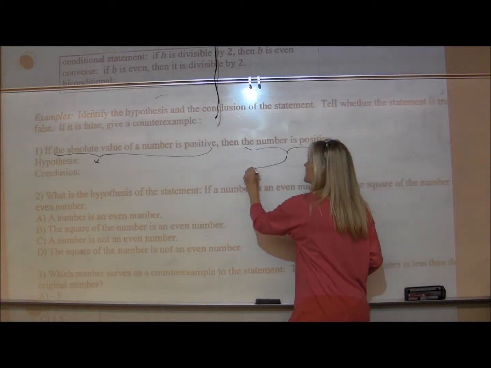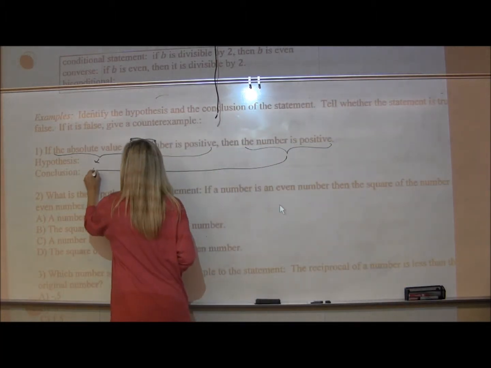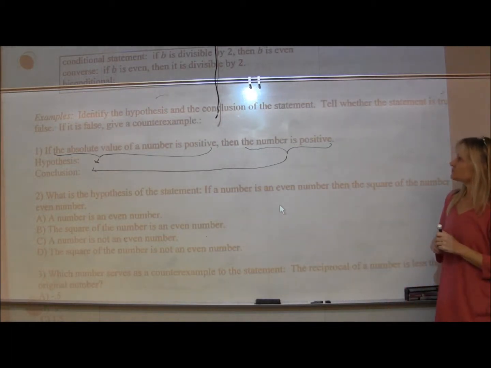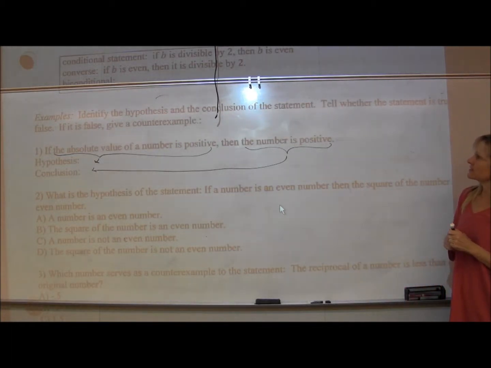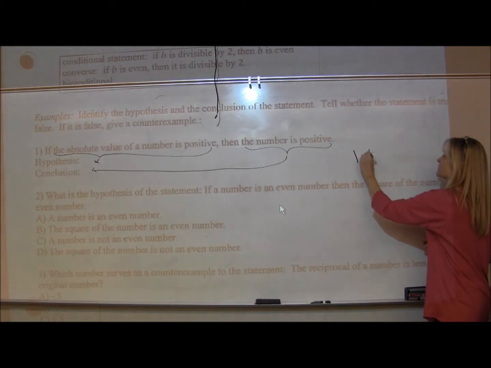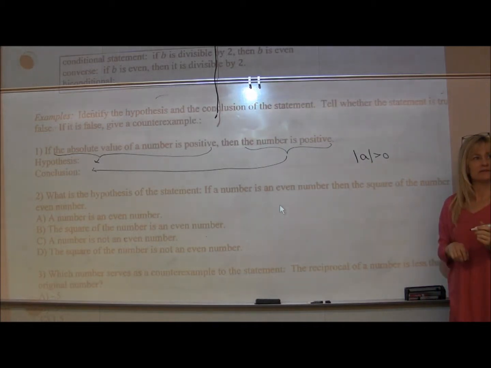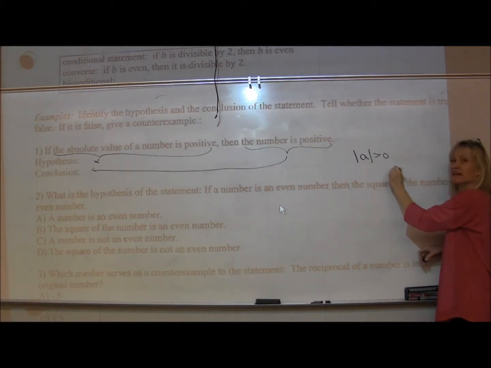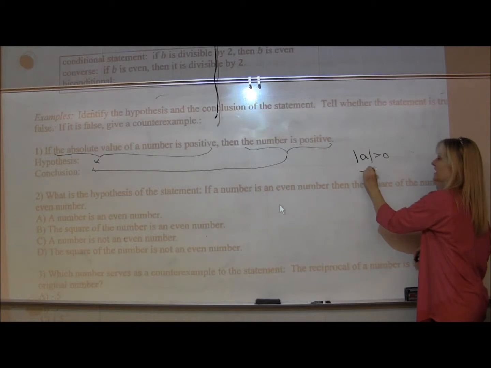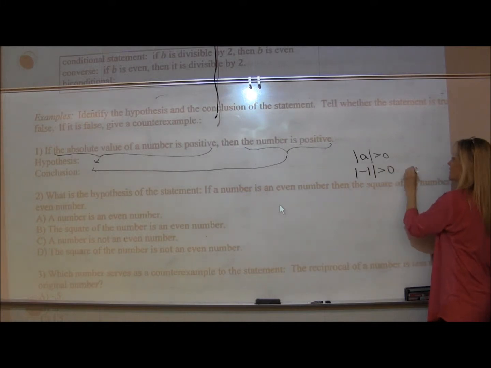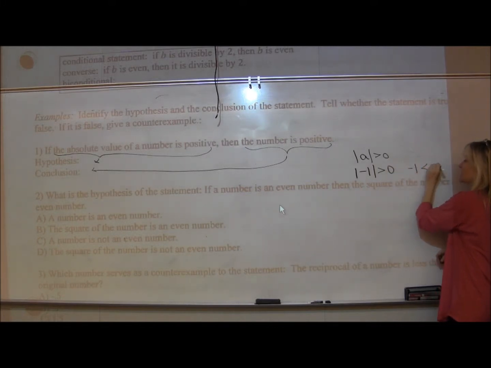And you guys remember what absolute value is. So is this true? Is it? If the absolute value of A is greater than 0, does that mean A is greater than 0? No. Because you could have, what's a good counterexample? Negative, or -1. There's my counterexample. The absolute value of -1 is 1, so it's greater than 0, but -1 is less than 0.